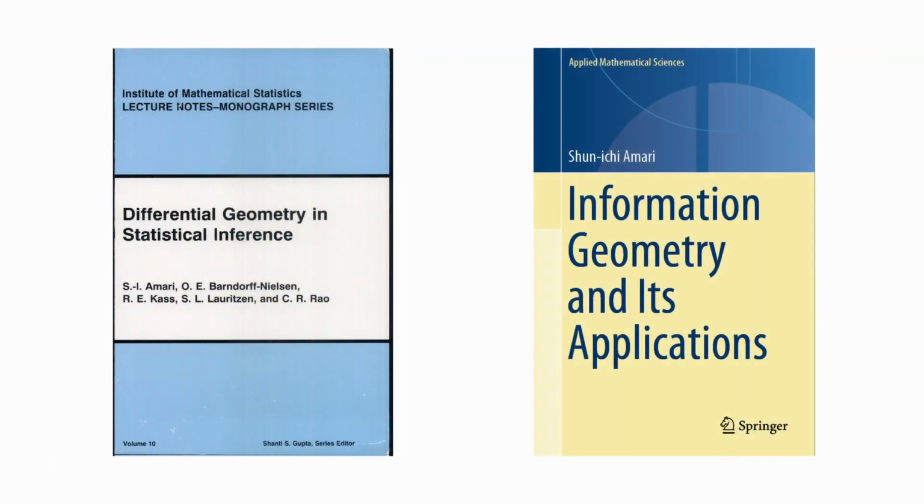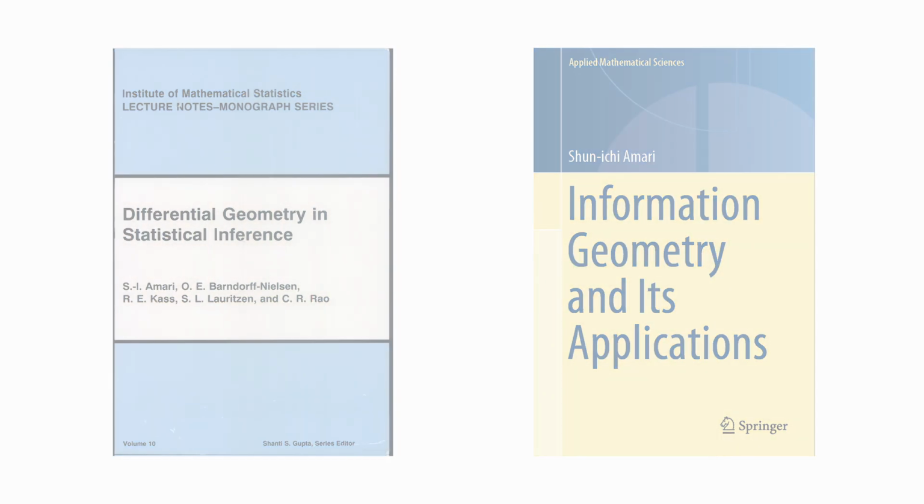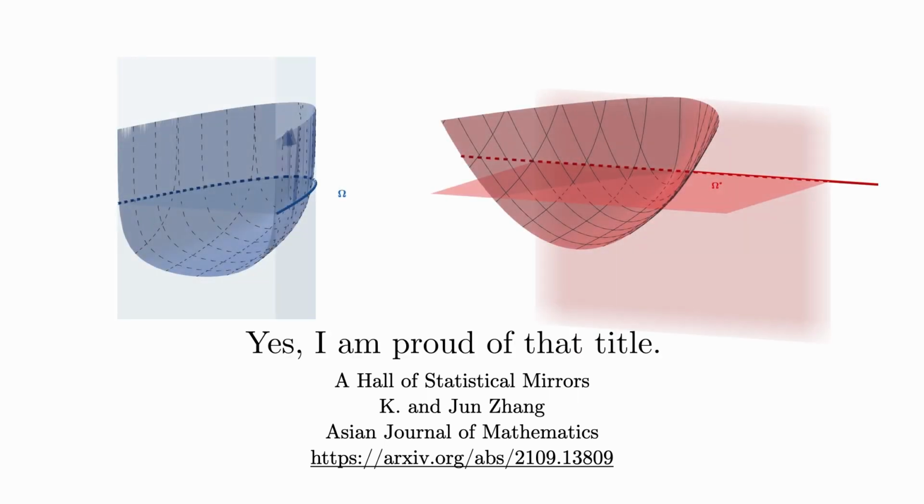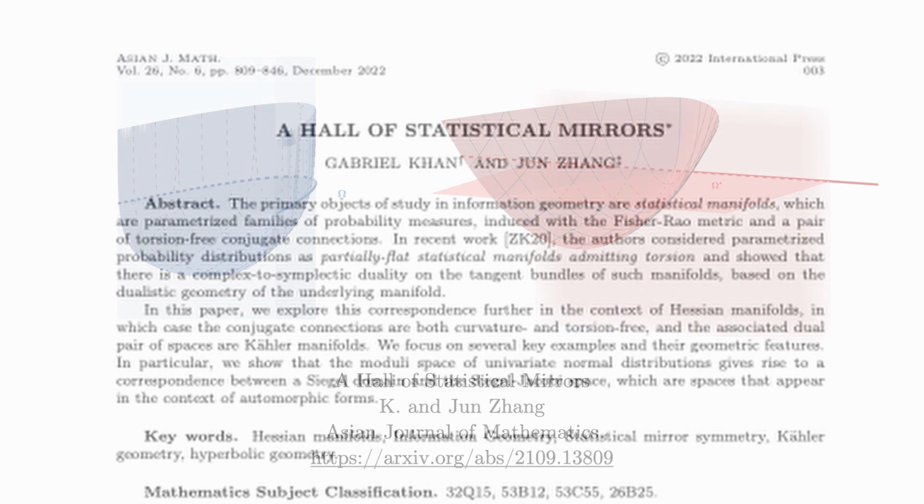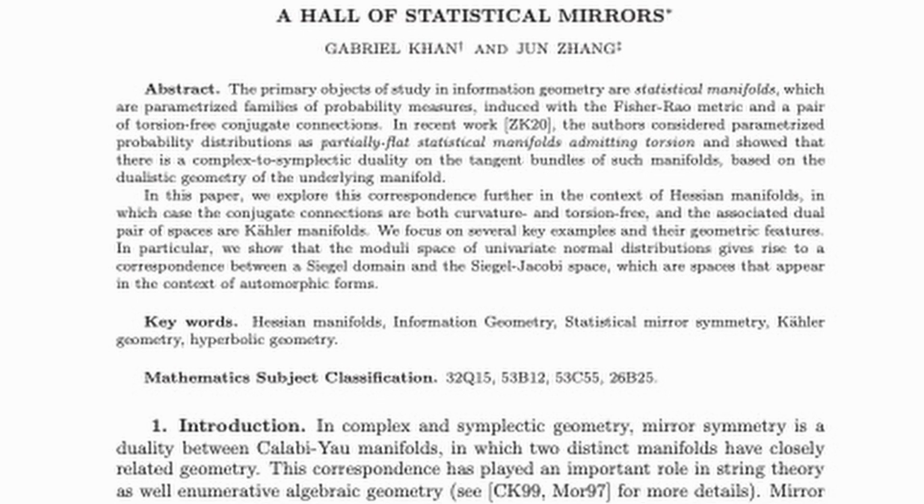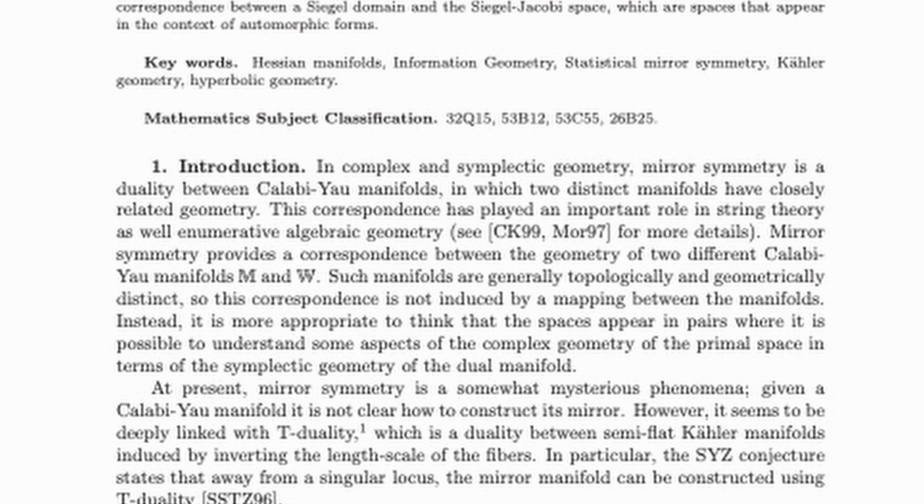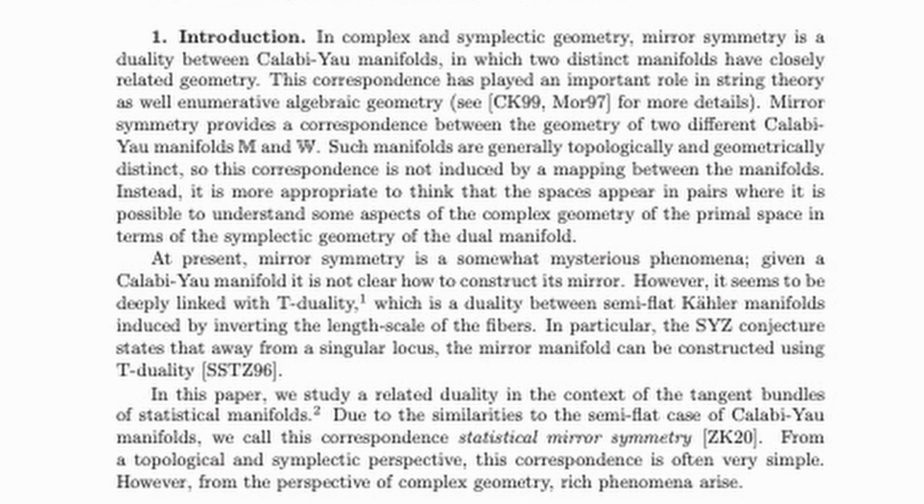Most of what I'll talk about are classic results in information geometry, and I'll link to some of the original papers in the description. For a single reference, everything is contained in the paper A Hall of Statistical Mirrors, which is joint work with Jun Zhang. The main focus of that paper is a bit different from this video, and really uses the geometry of exponential families and their inherent duality.